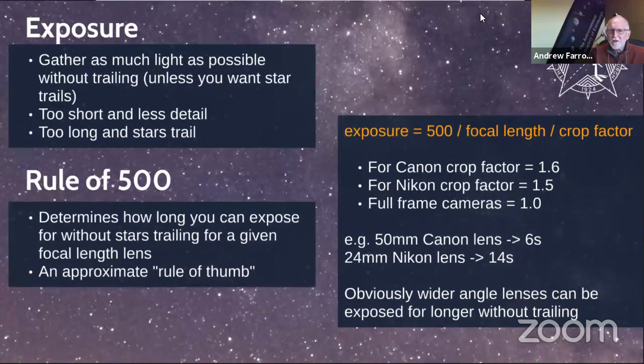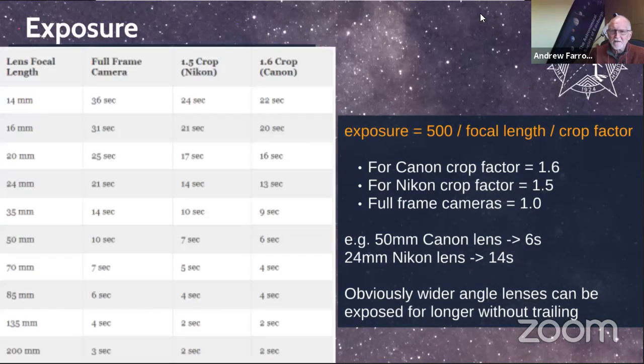So the rule of 500: the exposure is equal to 500 divided by the focal length and then divided by the crop factor, and there are some crop factors there for the Canon and a Nikon. So for a 50mm Canon lens, it's 6 seconds. For a 24mm Nikon lens, 14. And there's a table. These slides we can make available on the website, but you can find them on the internet. It's a useful guide.